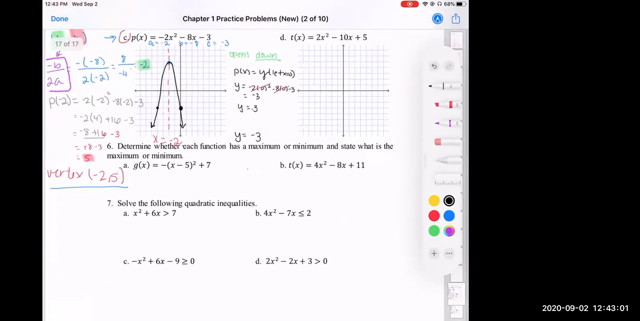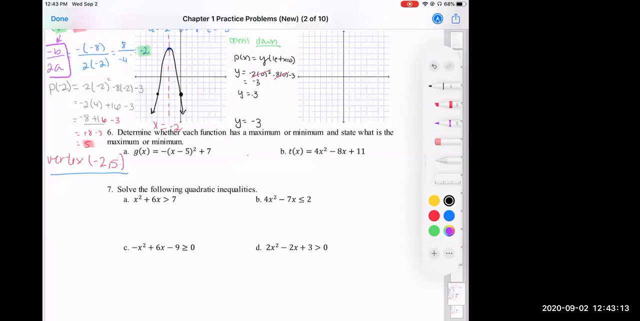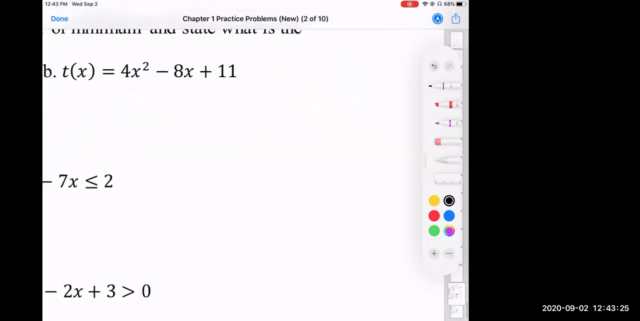Okay, let's take a look at C. I'll go ahead and do 6A. Our question reads, determine whether each function has a maximum or a minimum and state what the maximum or minimum is. So let's talk about maxes or mins. In a very general sense, I'm going to do some notes right here that I'll erase. Our parabolas can open one of two ways. We'll talk a bit more when we get to chapter 6 or 7. But we go about it by looking at our options. So my parabola can open down or it can open up, right?